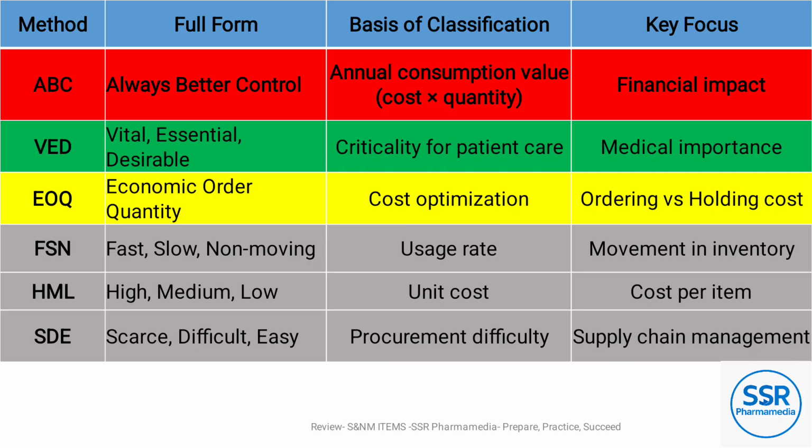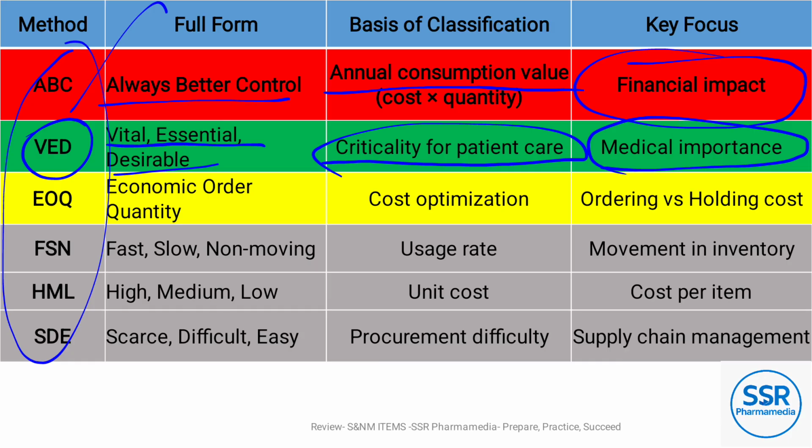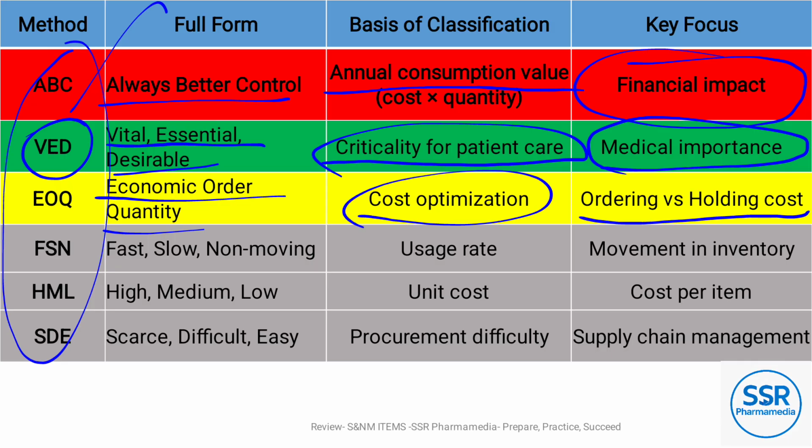So already we have discussed this in previous video. ABC in inventory control techniques, nine techniques. Among these six are very important. ABC means always better control. So the basis of classification is annual consumption value, and the key focus is financial impact. VED analysis: vital, essential, desirable. Basis of classification is criticality of patient care, and key focus is medical importance. And EOQ, economic order quantity, cost optimization. So key focus is ordering versus holding cost or inventory carrying cost.